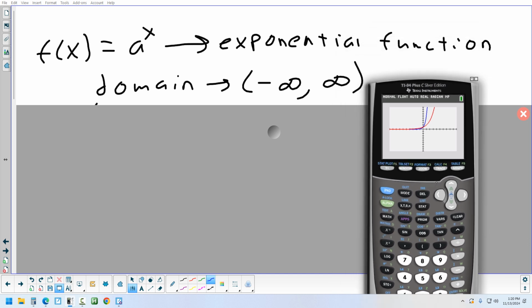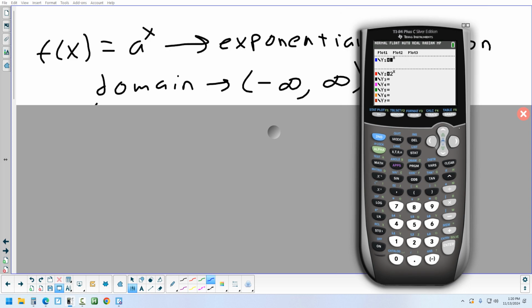How about the range there? Either the blue one or the red one, they have the same range. Do they go up forever? Yes. Do they go down forever? No. It looks like they're kind of leveling out and getting close to something. To 0. Yeah, they're getting very, very close to 0.